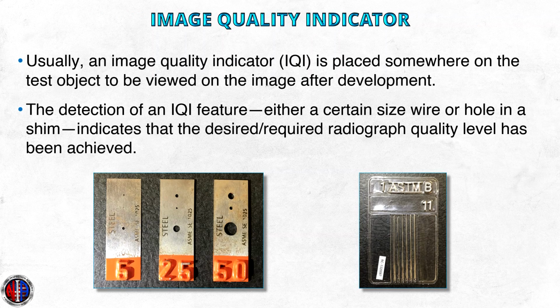Image quality indicators. Usually an image quality indicator, or IQI, is placed somewhere on the test object to be viewed on the image after development. The detection of an IQI feature, either a certain size wire or hole in a shim, indicates that the desired required radiographic quality level has been achieved.